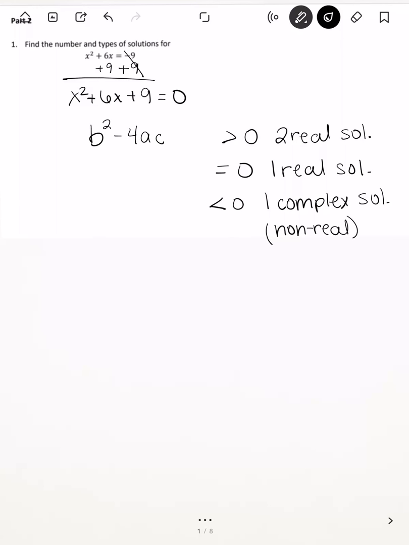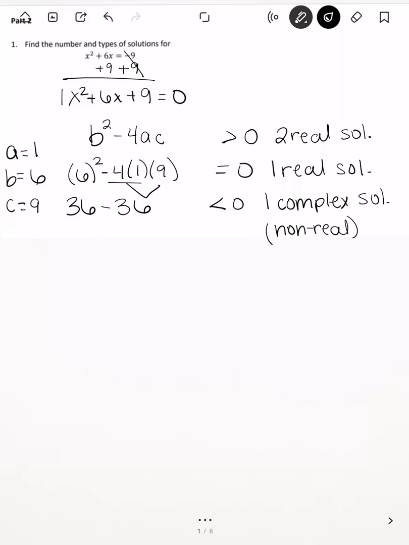I need to identify my a, b, and c. So my a equals 1. There's a 1 right here in front of that x squared. My b equals 6, and my c equals 9. So from here, I just plug in my values. So I have 6 squared minus 4 times 1 times 9. 6 squared is 36. Negative 4 times 1 is a negative 4. Negative 4 times 9 is a negative 36. 36 minus 36 is 0.